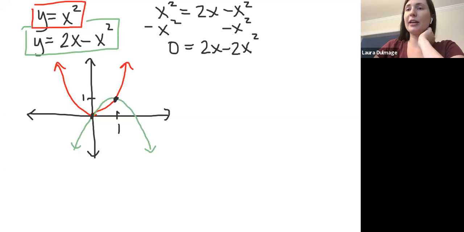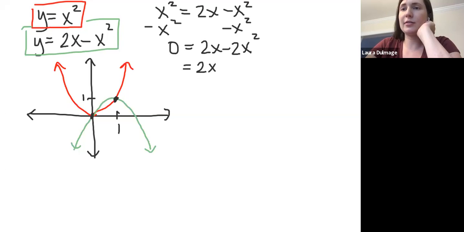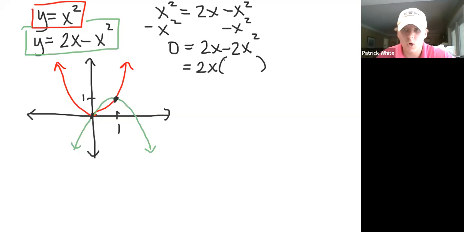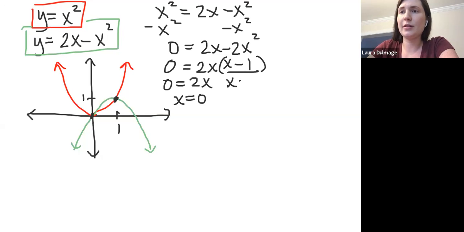All right, from here we can factor. Factor out 2x. If we factor out the 2x, what will we have left? x minus 1. Right. So that provides us with both solutions, right? If we set both of these factors to 0, this gives us x is 0. And if we set this factor to 0, it'll give us our other value of 1.